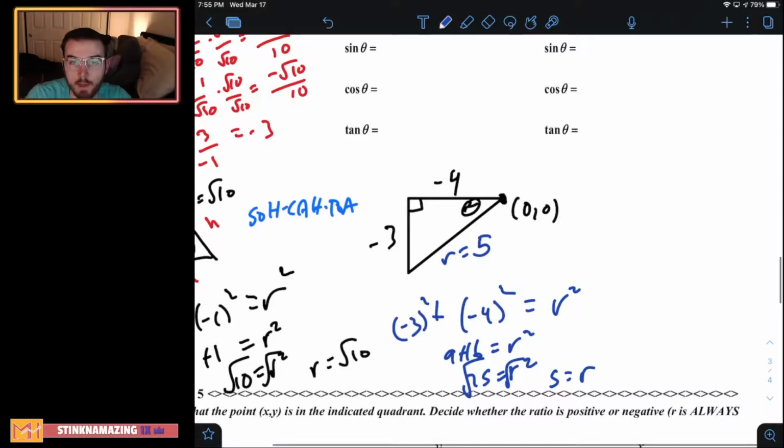Okay, so the one place that you could have gone wrong as you chose your answer is dealing with the positives and negatives. We have a -3 over a +5 for sine. We have a -4 over a +5 for cosine. We have a -3 over -4, giving us a +3/4.